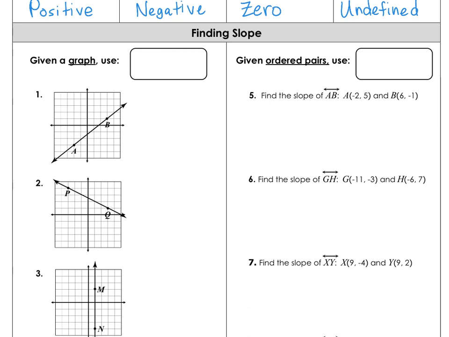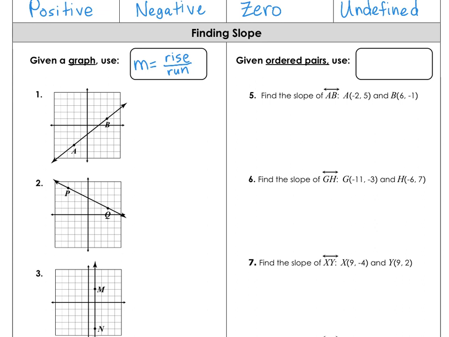So given a graph, you're going to use m equals rise over run. And I'm trying to write as softly as possible so it's not really loud. But you take a look at the graph, and rise means how much it goes up, and run is how much it goes to left or right. I shouldn't say up or down. Okay, and you're going from one point on the line to another point.